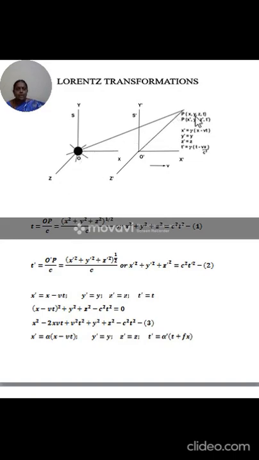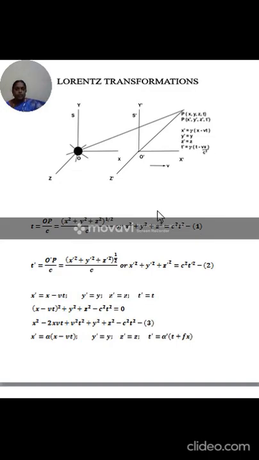If the velocity of light is c, then the time measured by the light signal in traveling a distance OP in frame S can be written as t equal to OP by c, which is equal to root of x squared plus y squared plus z squared over c. This equation can be rewritten as x squared plus y squared plus z squared equal to c squared t squared. This equation is called the equation of wavefront in frame S.